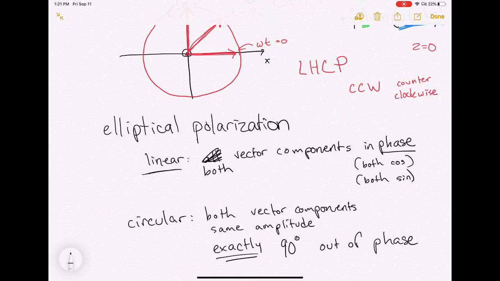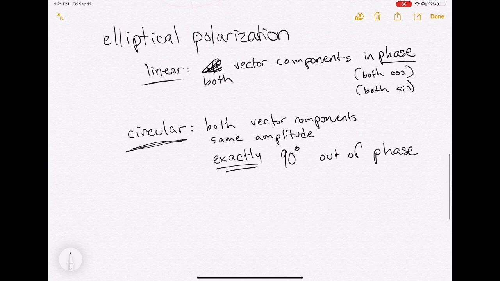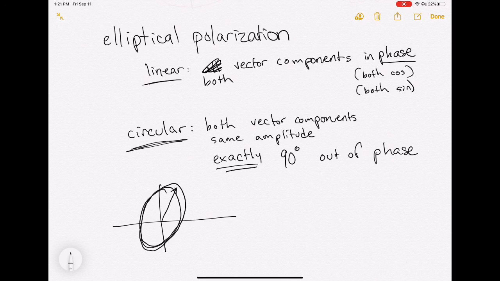If one of these sets of requirements is not met, then the tip of the electric field vector will instead trace out an elliptical shape like this, where it will actually get longer and shorter, but it won't go all the way to 0. And it will still change direction a little bit, not like linear polarization where it never changes direction. So that is what elliptical polarization looks like.